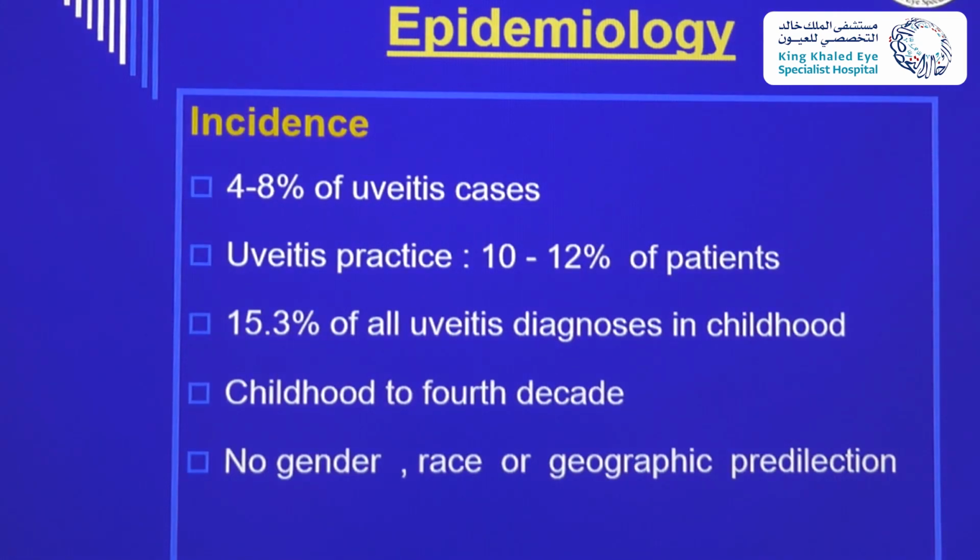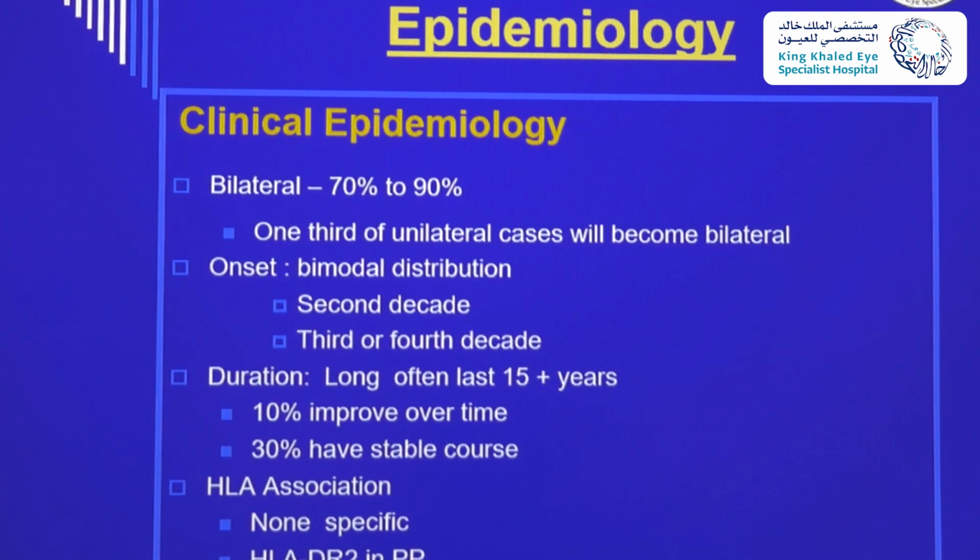Let us look at some epidemiology of the disease. The incidence of intermediate uveitis is 4 to 8% of all uveitis cases. In a uveitis practice, like what we have in the uveitis clinic, it is usually 10 to 12%. And in children, it represents 15% of uveitis in pediatric ages. It could occur from childhood to the fourth decade, and usually there is no gender, race, or geographical predilection for intermediate uveitis.